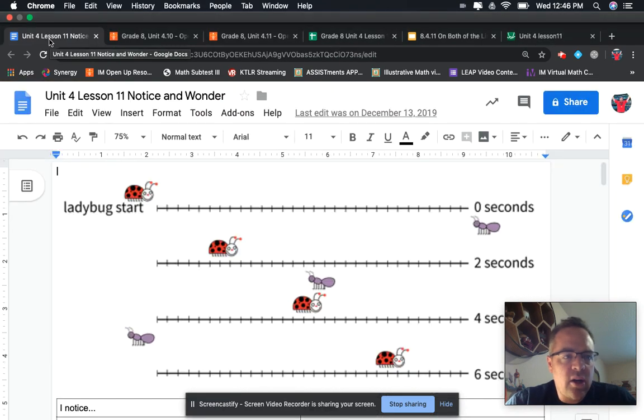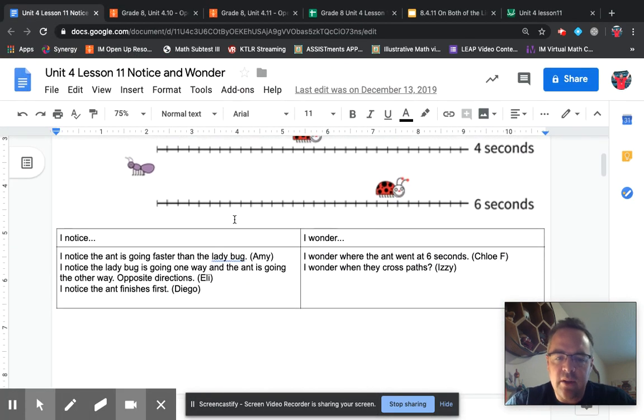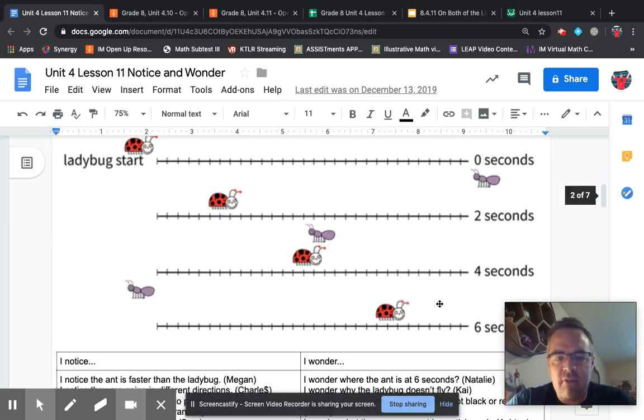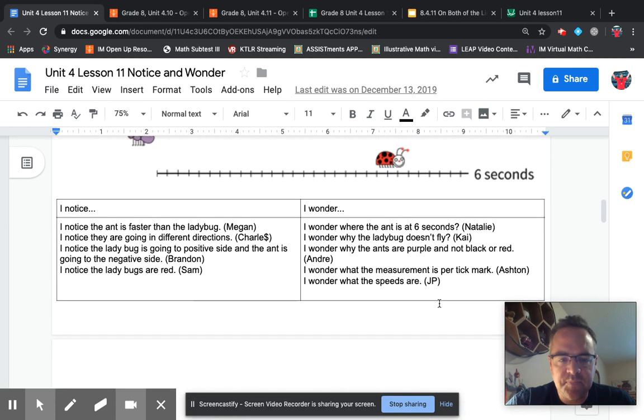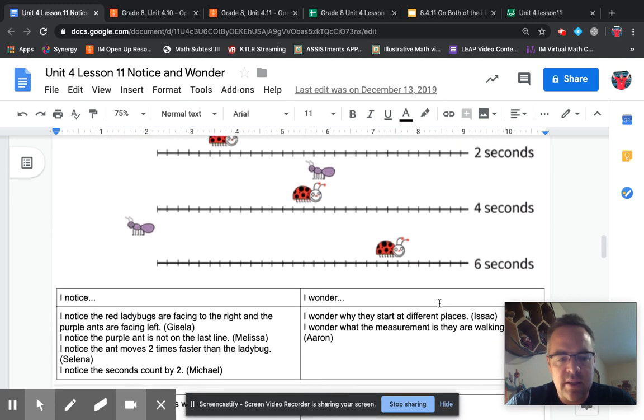And I literally go to my Google Docs and I paste the image here, and I make a little table, and as kids share, I type up what they notice and I put their name in parentheses, and I basically did that for all my classes, as you can see here. And that basically gets kids major buy-in to this.